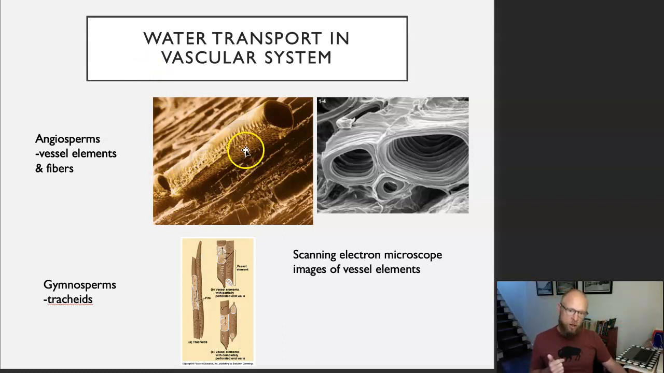Vessel elements also have these pits. There you can see these little circles on the bottom here. Those are pits. So water can also move out of one vessel element and go into another one, but it can also go straight through most of these vessel elements really more easily. So moving through these pits is a little bit slower than just going straight through the open end. All right. So those are an introduction to vessel elements and tracheids.